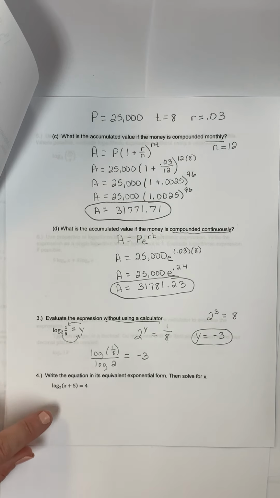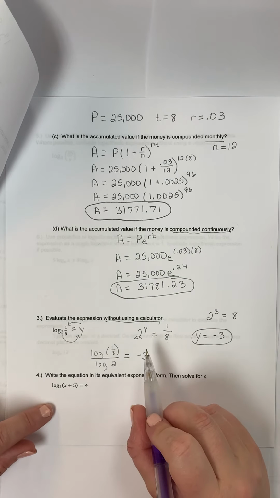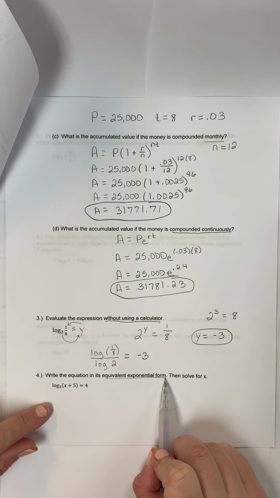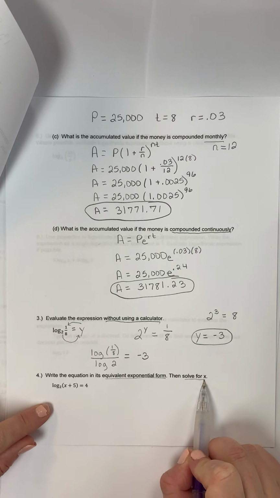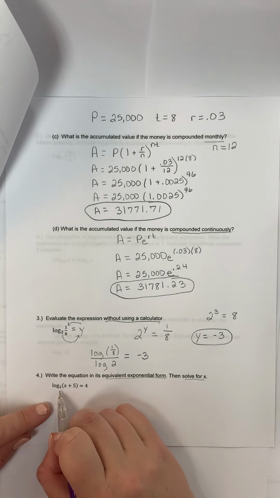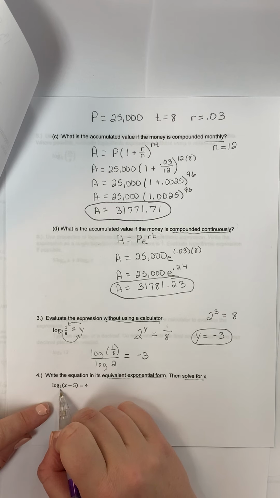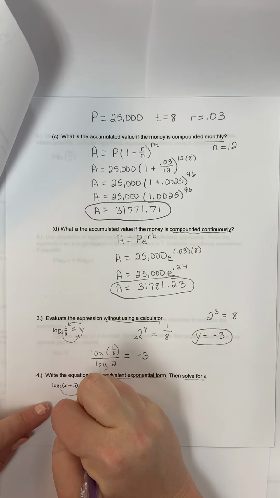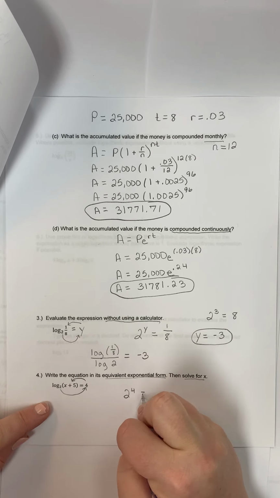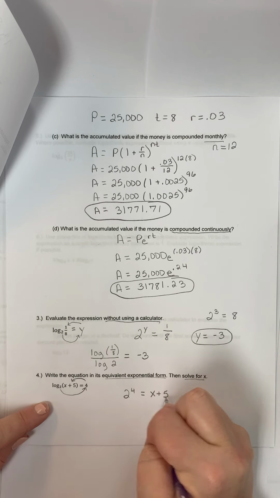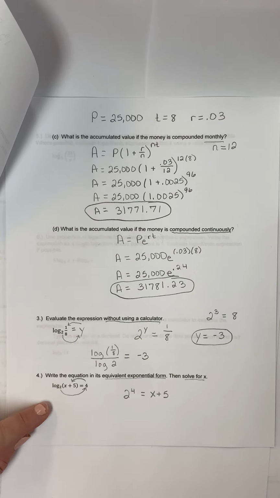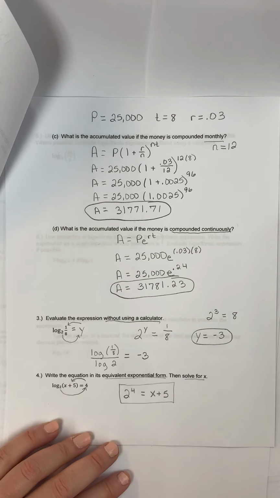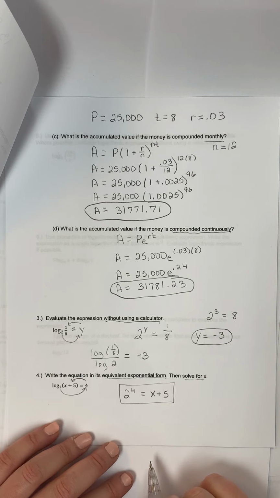Okay, number 4. Number 4 wants you to do 2 things. It wants you to write this in its equivalent exponential form, then solve for x. So first we're going to write it in exponential form. We're going to take our base and raise it to the other side. That is going to equal the argument. And we don't need those parentheses because there's nothing else over there. So this is exponential form. Done.